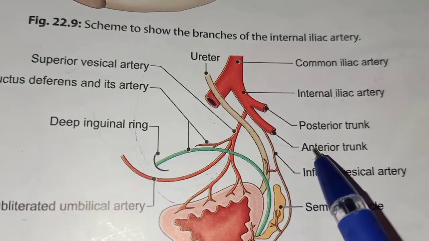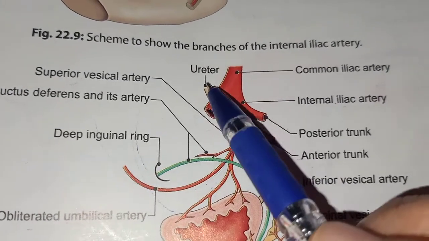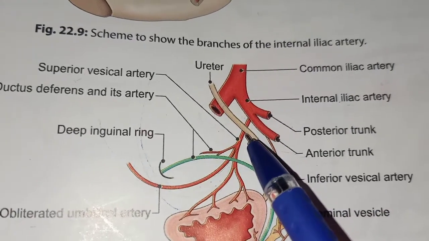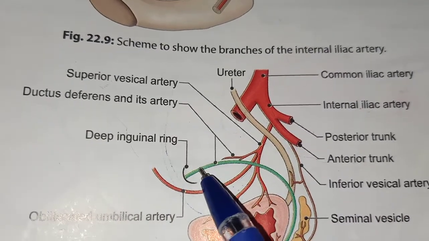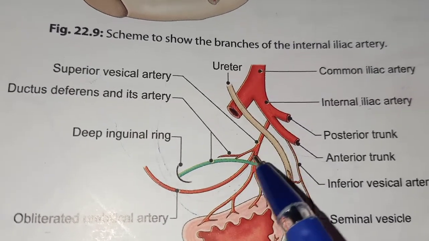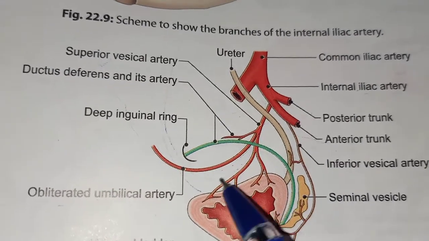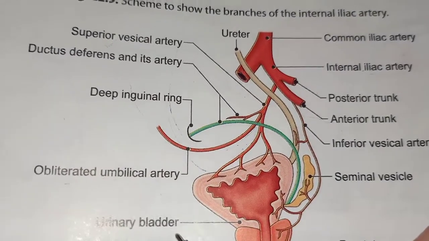Yes, you can see here, this is the anterior trunk, internal iliac, superior vesical. It is crossed by ureters. It will supply the ureters some part. It is crossed by ductus deferens in males. So some branches will supply the ductus deferens as well as the upper part of the urinary bladder. Clear? This is superior vesical.